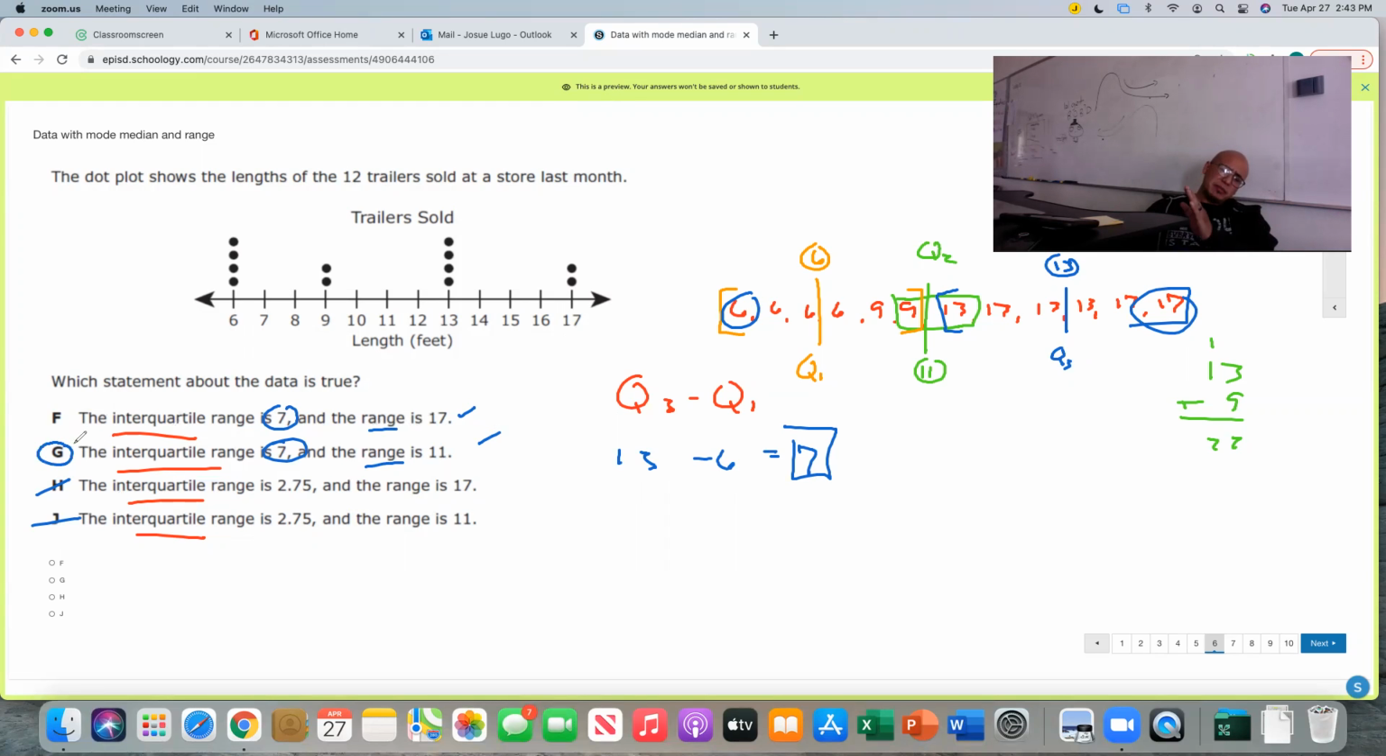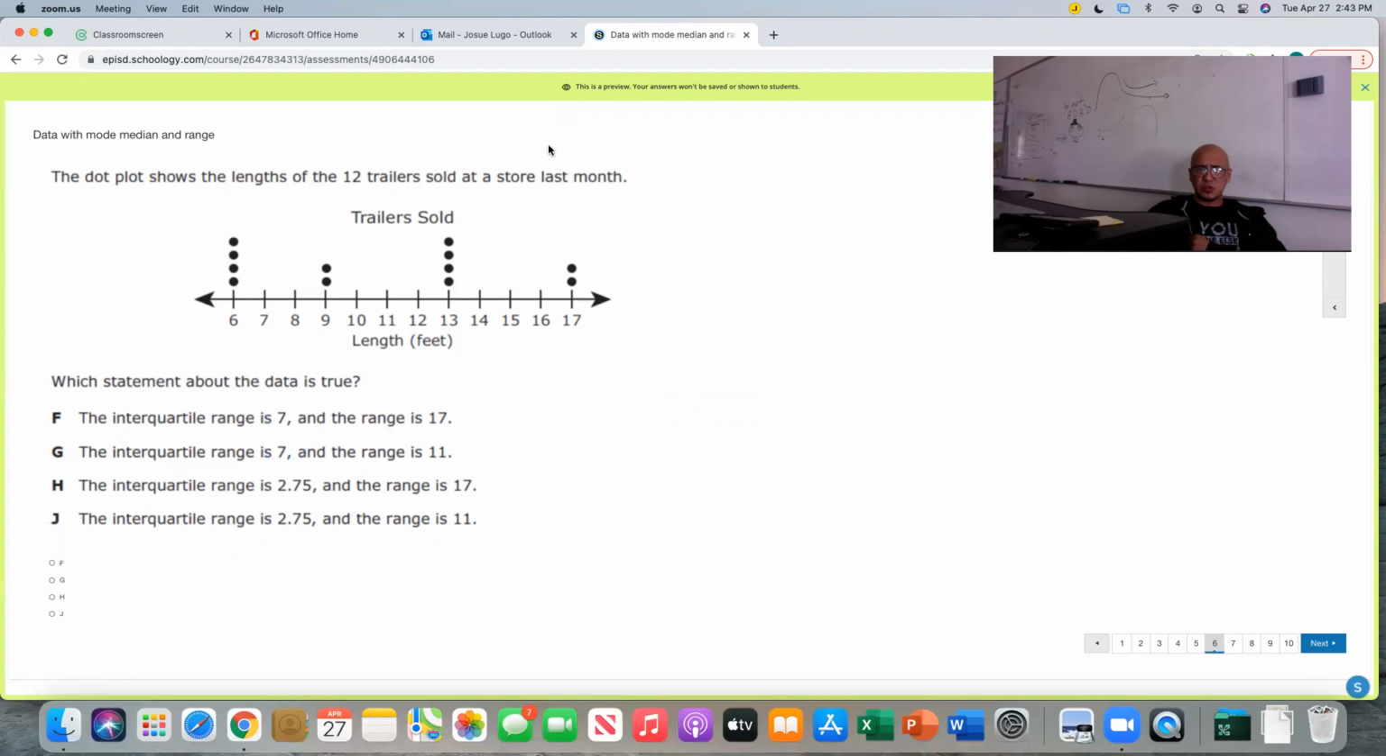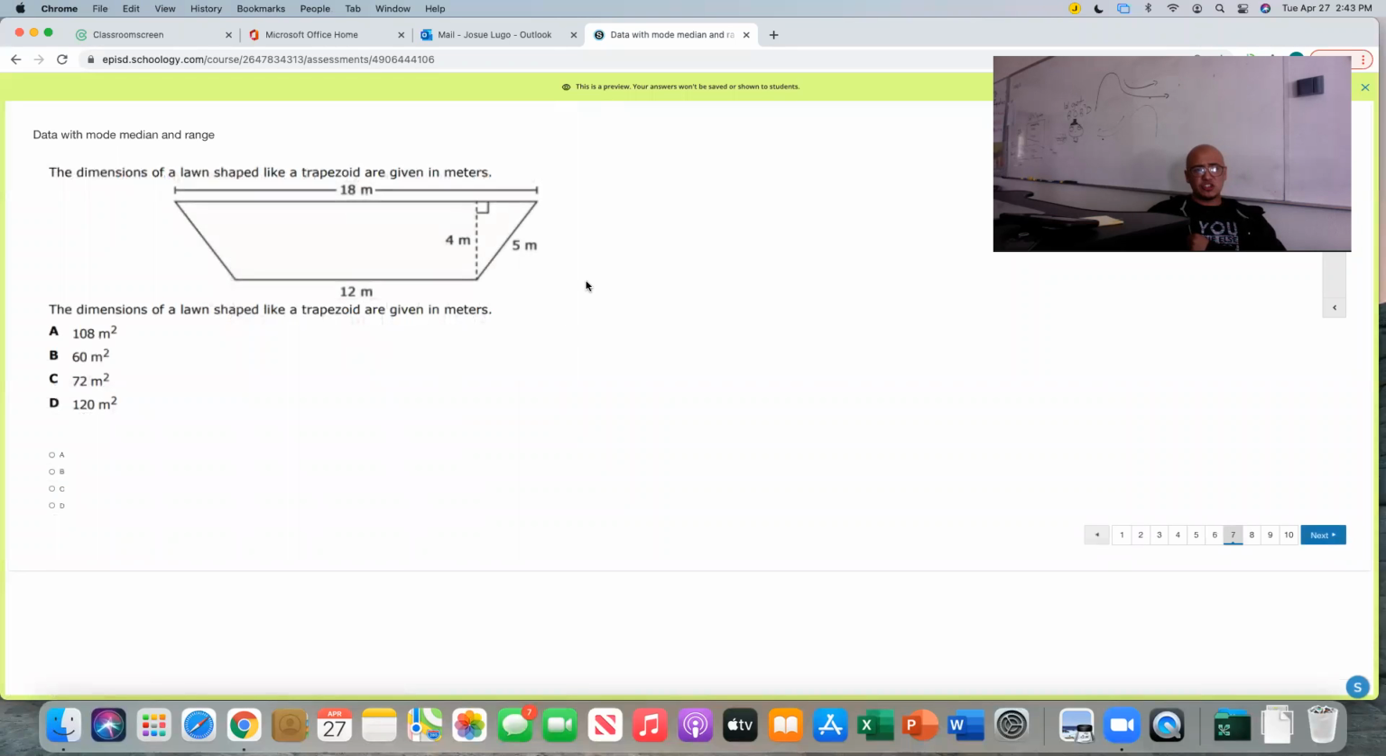If I went too fast, I recommend you rewind on this one. This one's actually a really good problem that will help you out with some of the other ones that I might ask about interquartile range. All right, moving on to number 7, a trapezoid.